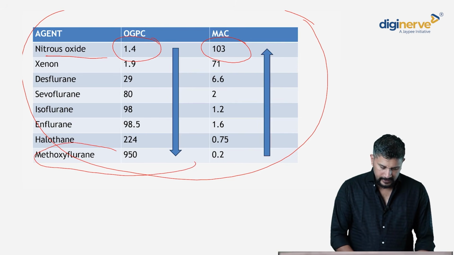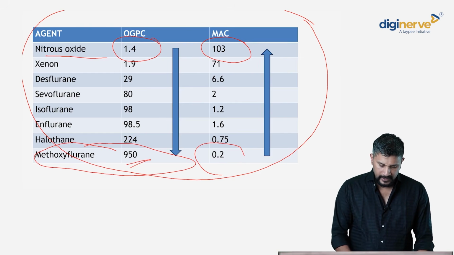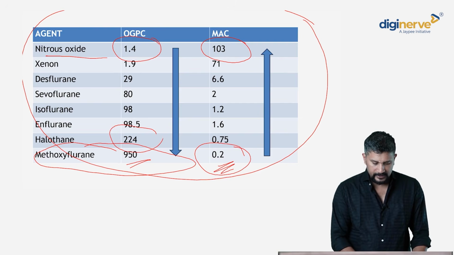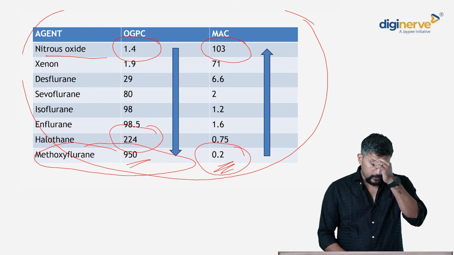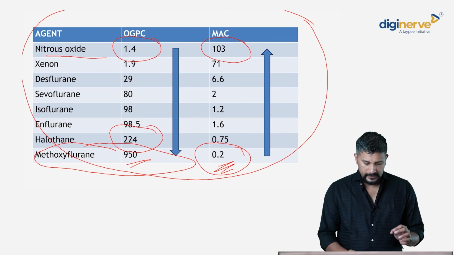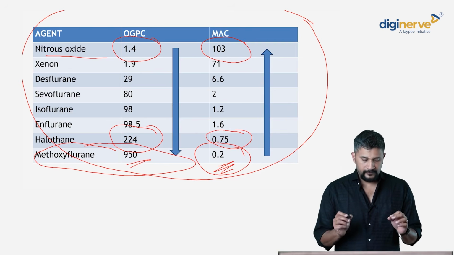Methoxyflurane, on the other hand, has the highest oil gas partition coefficient of 950. Therefore, it has the least MAC value of 0.2. This is something you need to remember. Halothane has an oil gas partition coefficient of 224, and therefore amongst the commonly used volatile anesthetic agents, this has the lowest MAC value of 0.75.